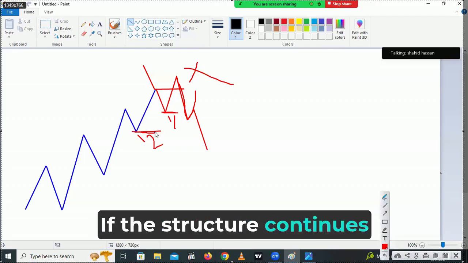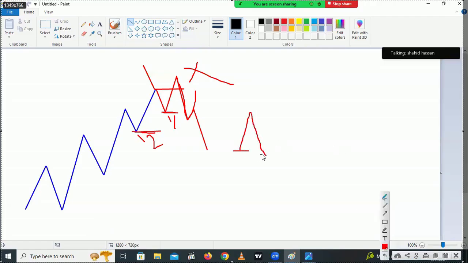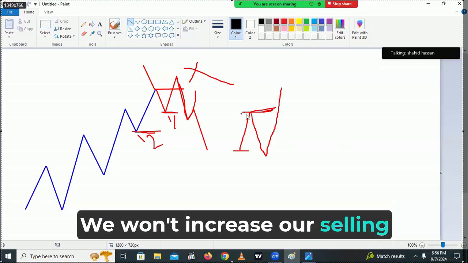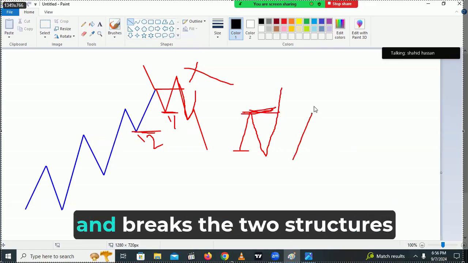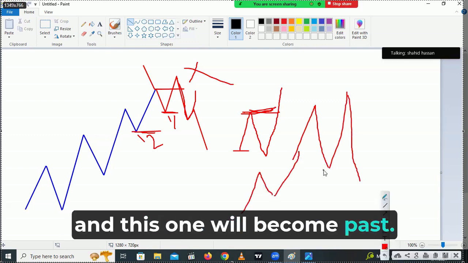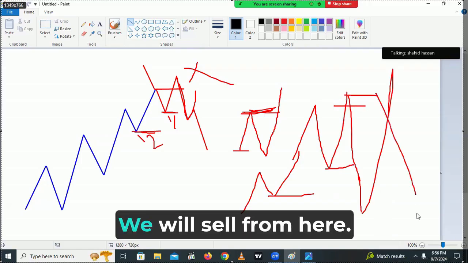If the structure continues like this and the market has gone up, it means the buy trend will continue. We will not take it selling here. We won't increase our selling here until it goes up like this and breaks the two structures here. This one will become past and this one will become past. Then it will become a strong zone for us. We will sell from here.